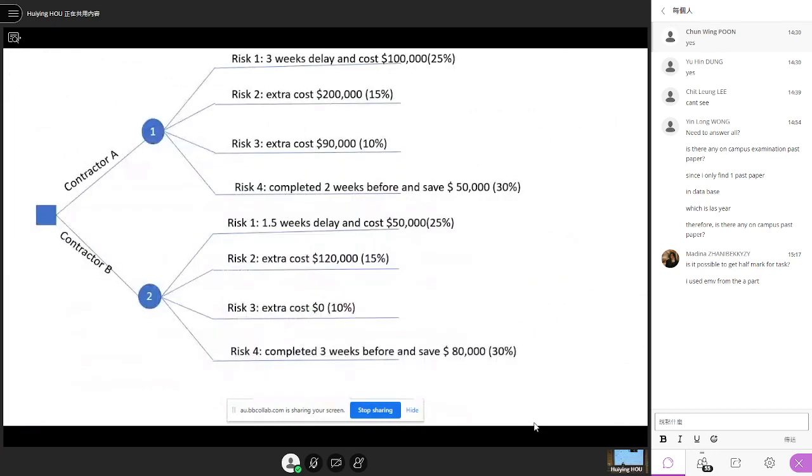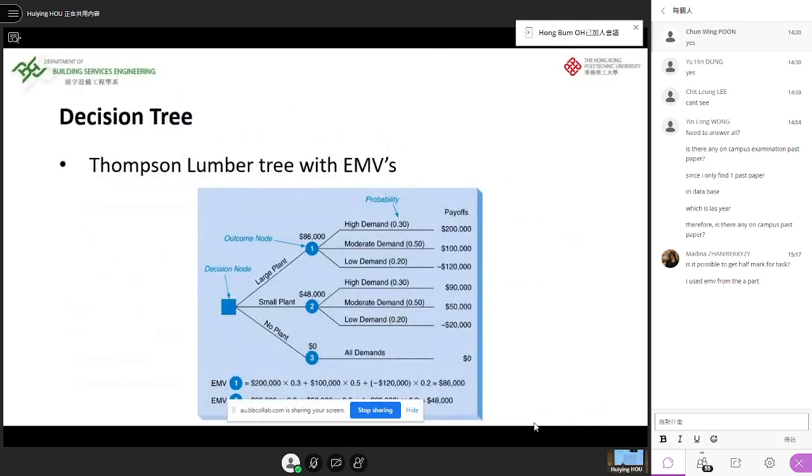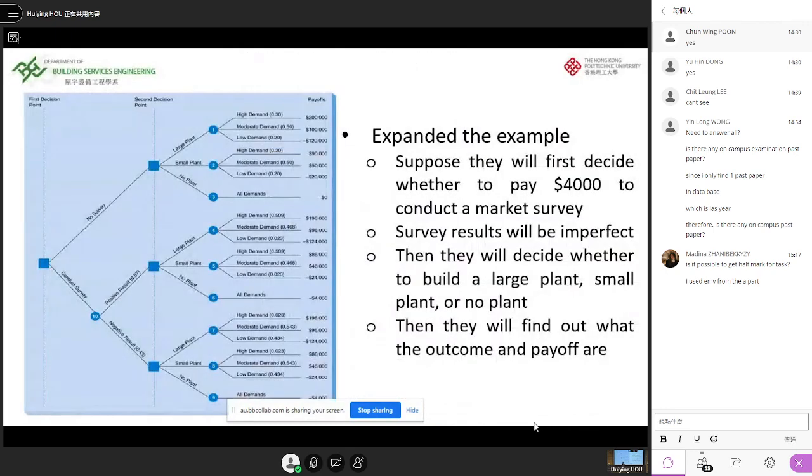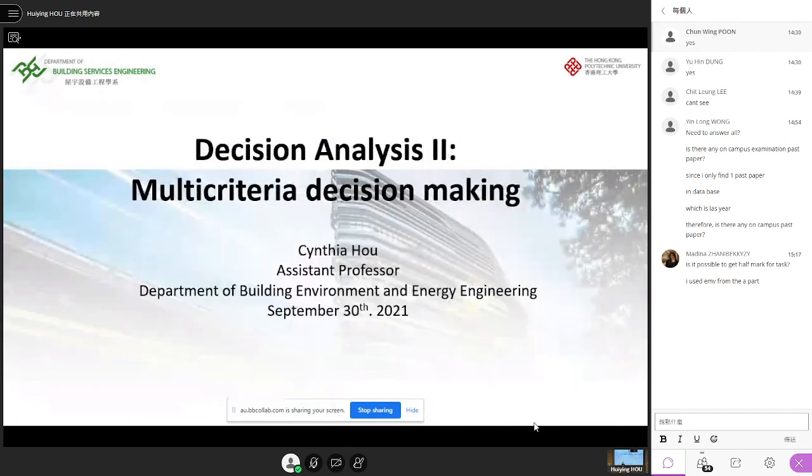So for the decision tree, you need to pay attention to the meaning of the symbols in the decision tree and decide how many alternatives there are at each step of decision. For example, there are two decision points here, and each decision point involves different types of alternatives. So that's the decision tree.